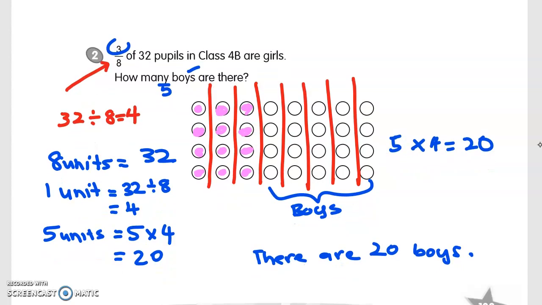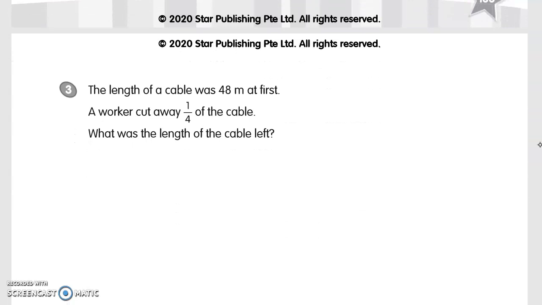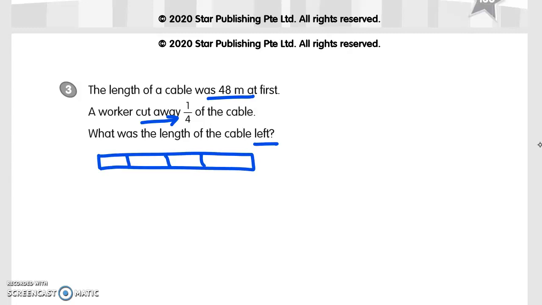Alright, let's move on to the next page, page 134. The length of a cable was 48 meters at first, so you know the total. A worker cut away 1 out of 4 of the cable. What was the length of the cable left? So we have the fraction here that tells us there are 4 parts. The total of the 4 parts or 4 units is 48. And one of the parts is cut off and you want to know what is left.